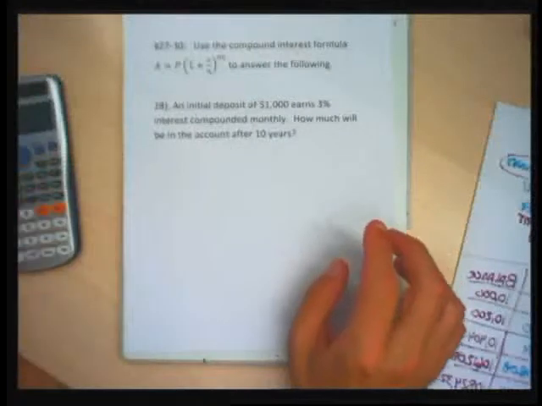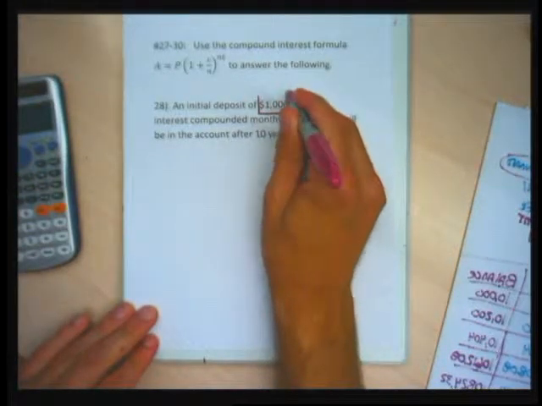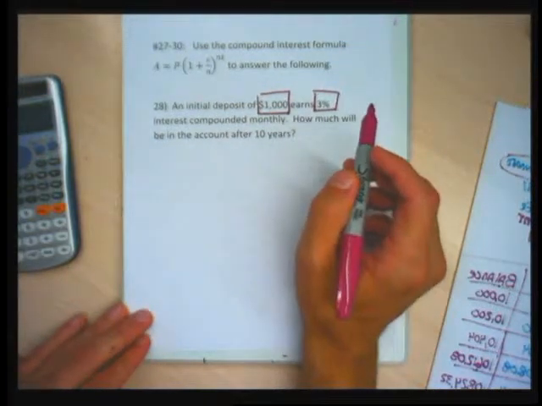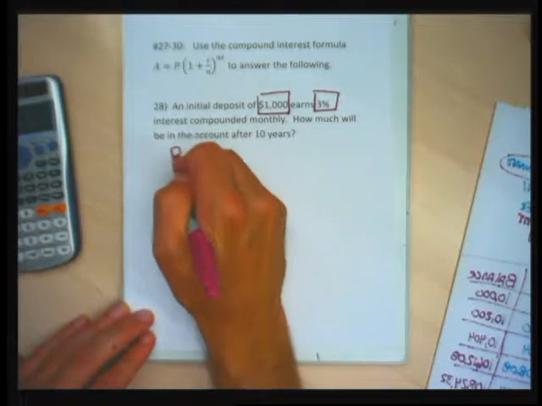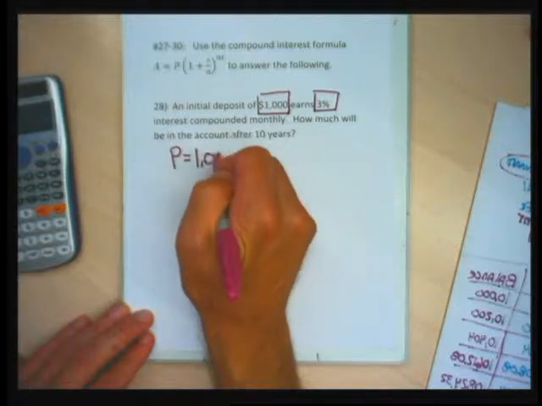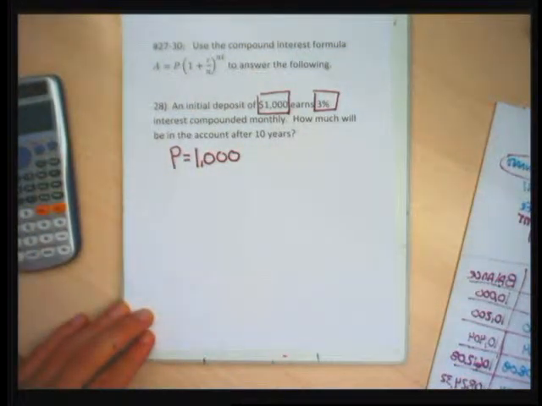I have to dig through the problem and figure out what each number represents. The first number I see is $1,000. It represents the initial deposit, so it's the starting amount of money. So when I get to my formula to figure out how much money I'm going to have in the future, I'm going to put 1,000 in for the starting amount of money.